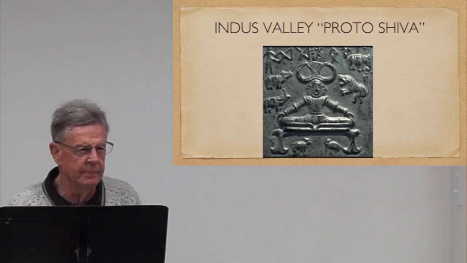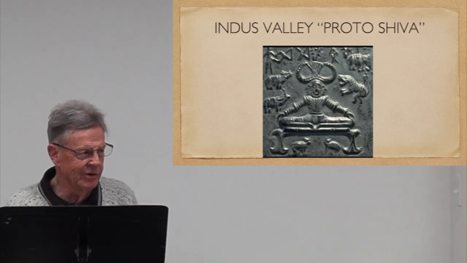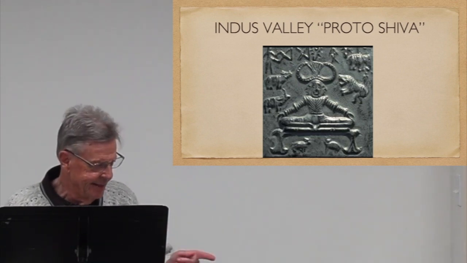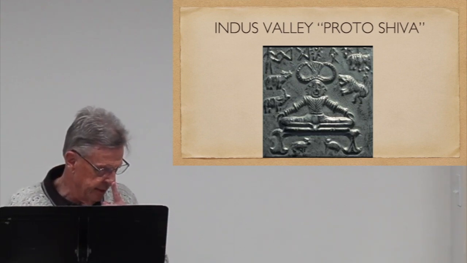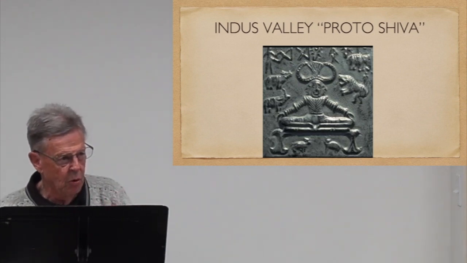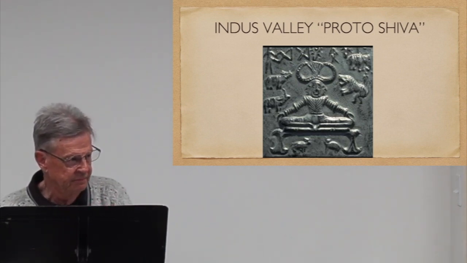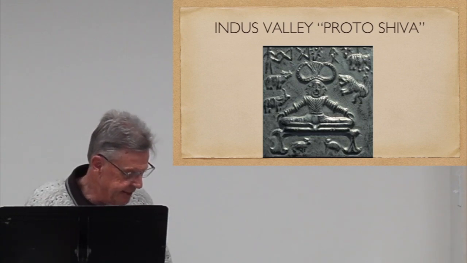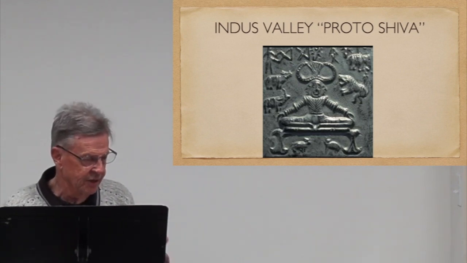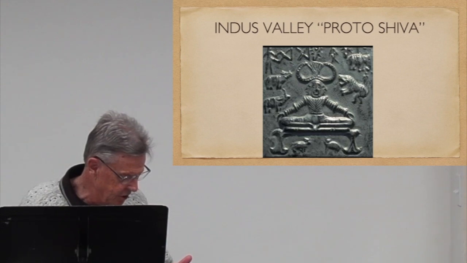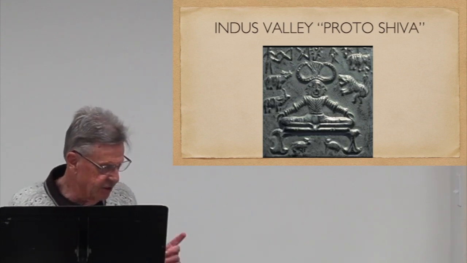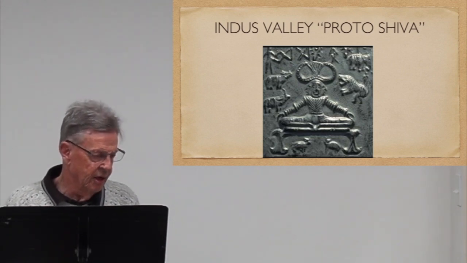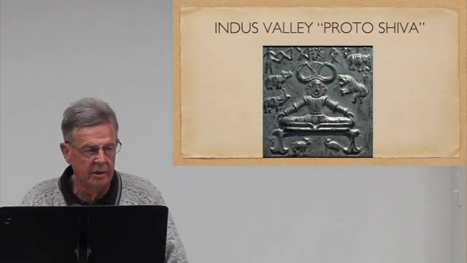What is a prototype? Yeah, before, something that comes before, right? This seal, which was found in Indus Valley, which dates 3000 BCE, may well be sort of the origin of the god Shiva. Okay? He's sitting in a position which is very similar, a meditative position. He's got horns. So this is called the Proto-Shiva. Archaeologists suggest this was the origin of the god Shiva.